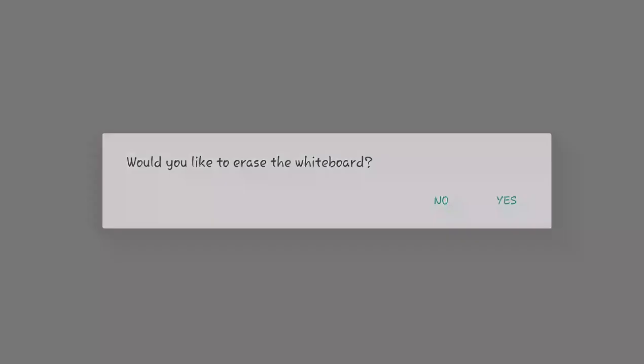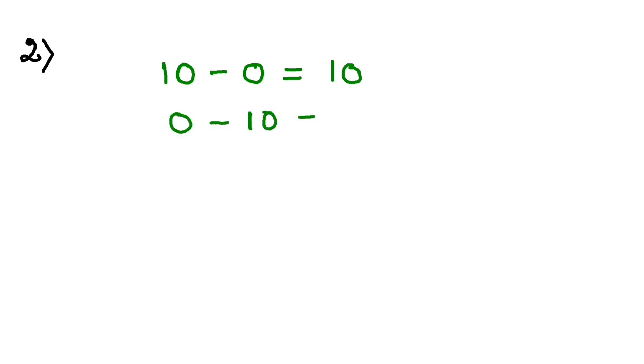Now let's go to property 2. Now this is very important. Please observe. Now let's say I am taking an integer 10. Now if I subtract 0 from this 10, I will get what? 10 only. Same, isn't it? But if I subtract this 10 from 0, I will get minus 10.